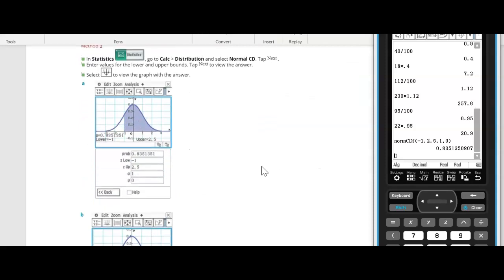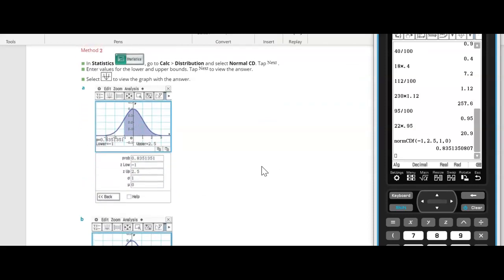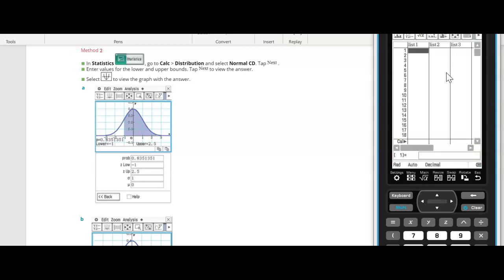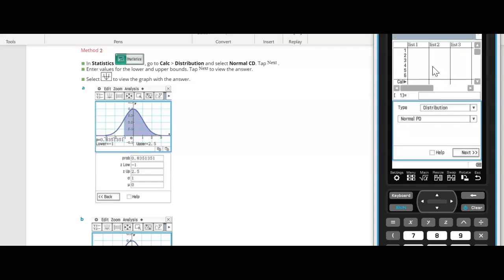The other way you can do it, and this way we can actually see the graph. So sometimes it's a good idea to graph it. So you can see there's your normal distribution. This time we're going into Statistics, so we're going to Menu. Statistics is in the other screen. Okay, and Calc, Distribution, and select Normal CD. It's PD, so let's change that to Normal CD. Oh, why isn't this working today? Let's just restart the calculator.